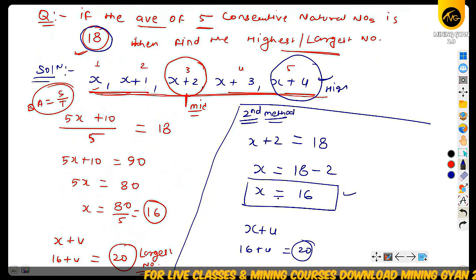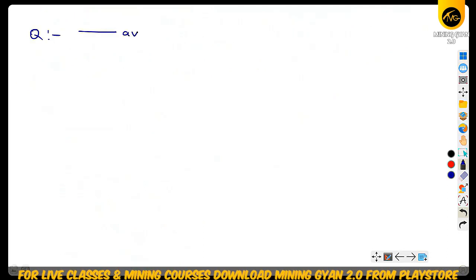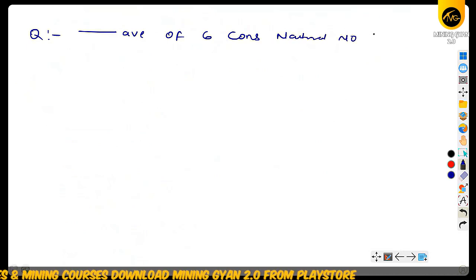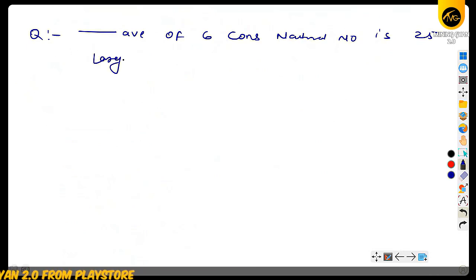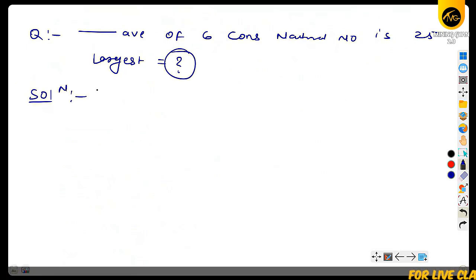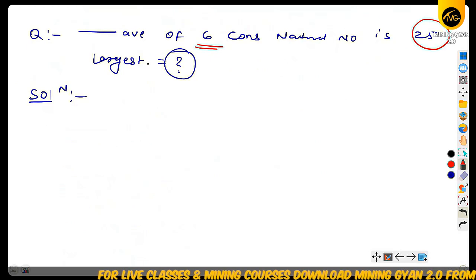Okay, any doubt? Okay, let's do another example. Suppose the average of 6 consecutive natural numbers is 25, correct? What is the largest number? Okay, just solve the problem and you will get the answer. Now in this case, we have 6 consecutive numbers and the average is 25. You can find out the largest or highest number. So just follow the second method and you will get the answer very quickly.